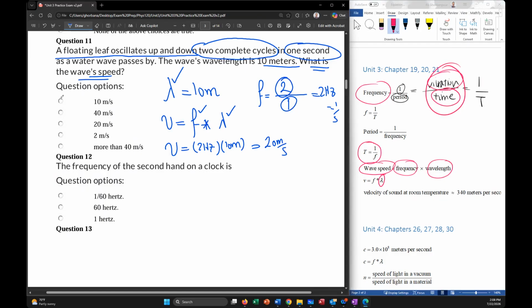Any question? This is how we can calculate the velocity. The velocity is frequency multiplied by lambda. Lambda is given, but we need to find the frequency from the equation. So the right answer for this question is going to be 20 meter per second.